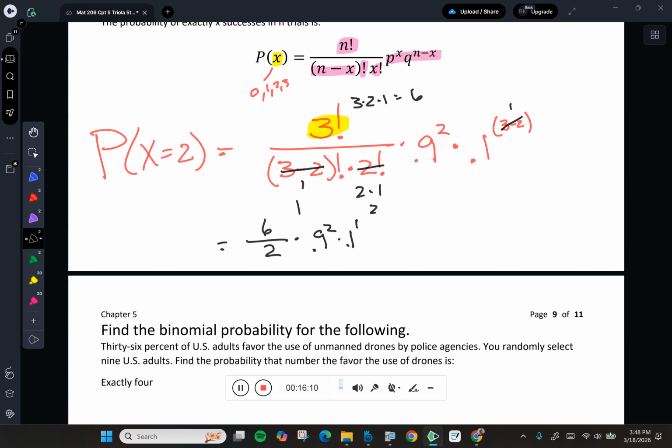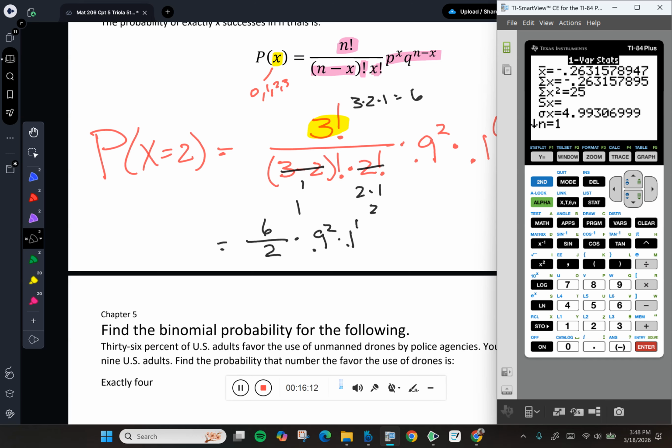Right? I'm going to need a calculator for that. Not the 6 divided by 2 part. That's going to be 3. I can do that. Times 0.9 squared times 0.1. And I get 0.243.